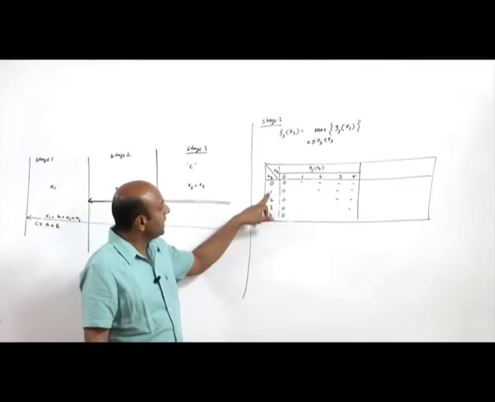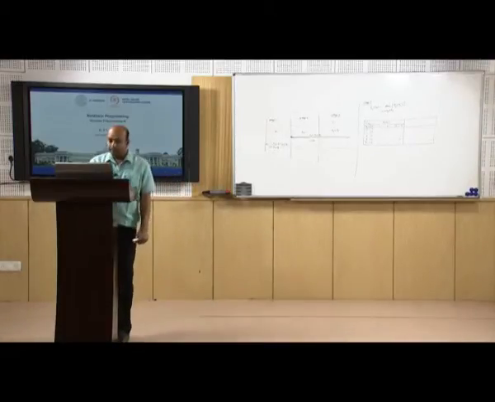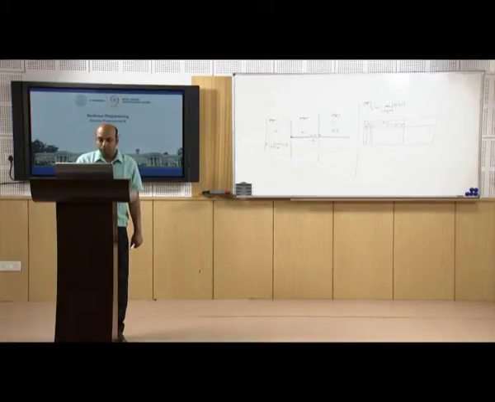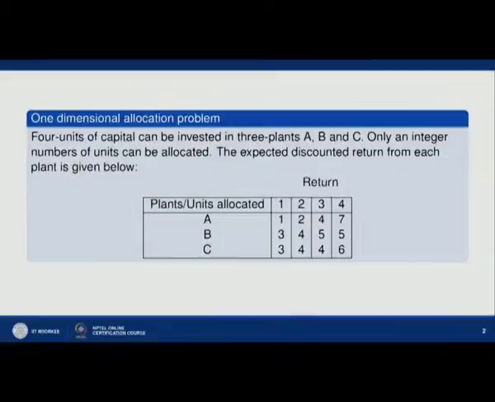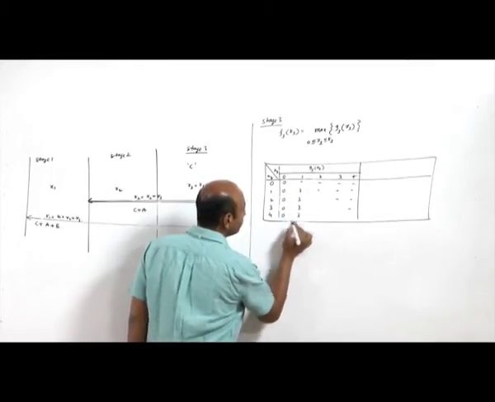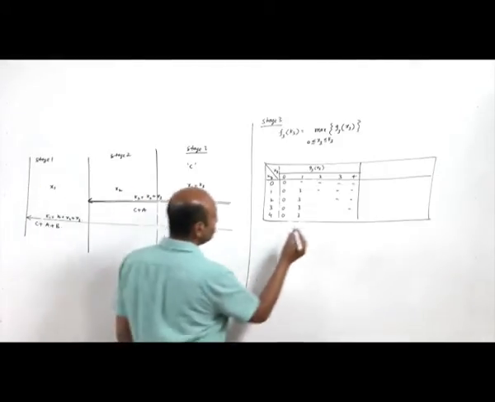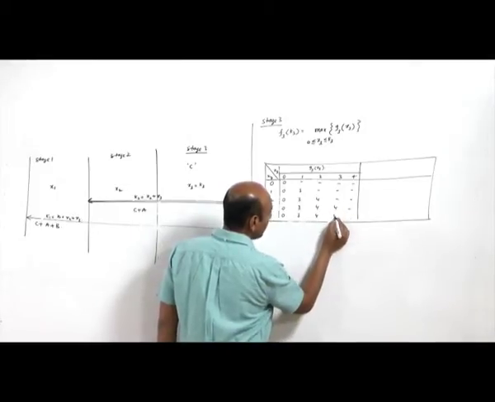Now if X3 is 1, the return can be obtained from the table. You see, X3 is the allocation to plant C, and for plant C, if 1 unit of capital is available, the return is 3 units, so it is 3. Now if 2 units of capital are available for plant C, it is 4, and again 4 and 6, so it is 4, 4, 4, then 4, 4 and 6.